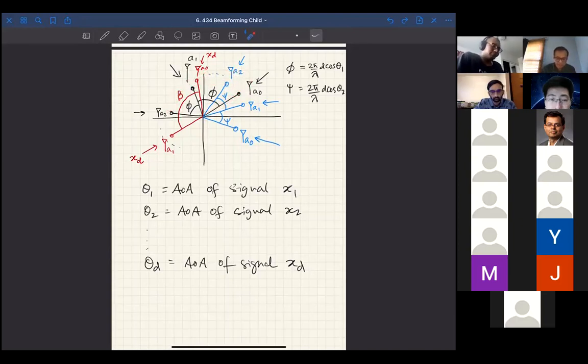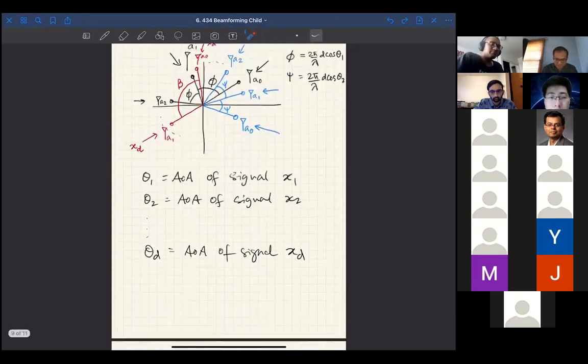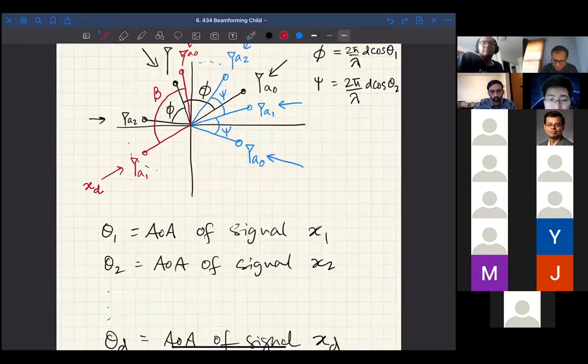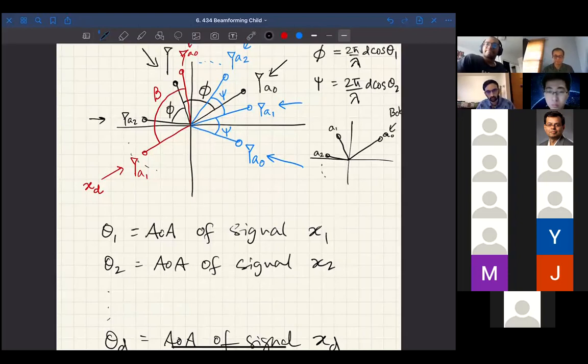Just think of the black signal. Let me redraw it again just for clarity. This one, this one, this one. This is coming at antenna A0, this is coming at antenna A1, this is coming at antenna A2, and so on. And let's say this is Bob speaking. This is Bob's signal. This is what Alexa hears from Bob at each of its antennas.